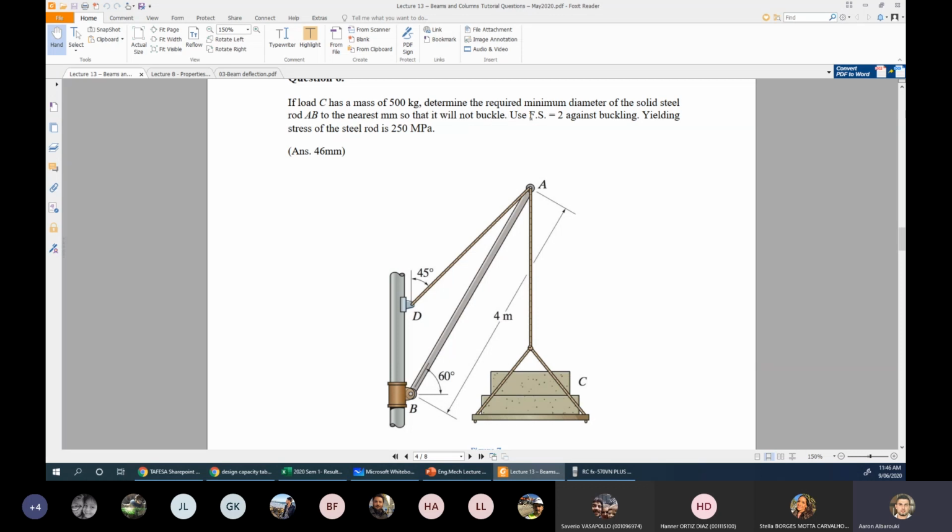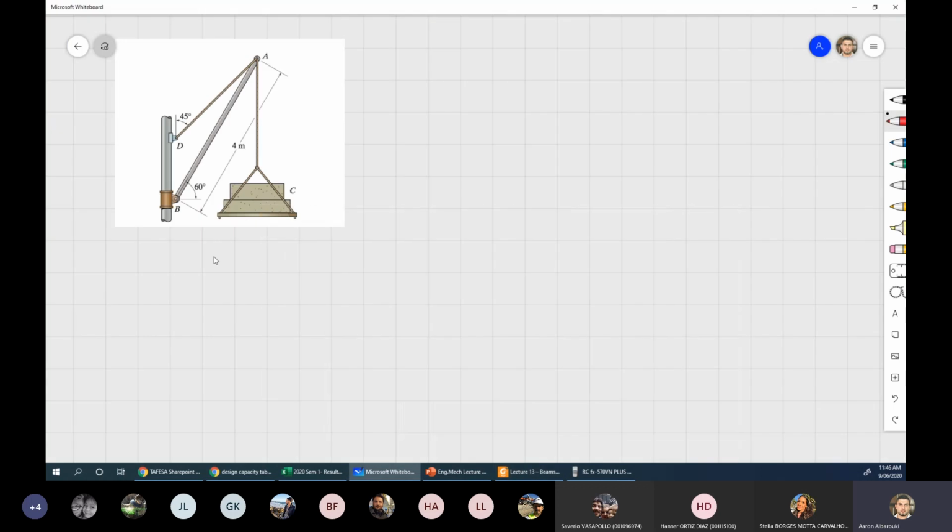So I've used a factor of safety 2 against buckling. Yielding stress of the steel is 250 MPa. Okay, so fy is 250 MPa. That's to give us if we are within the margins or outside the margins of Euler's equation. But let's start with this one. So I've got 500 kilograms here.